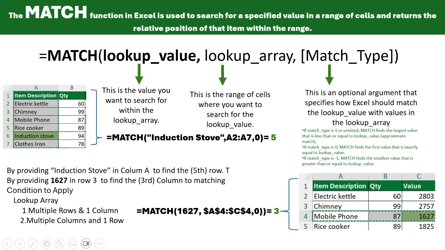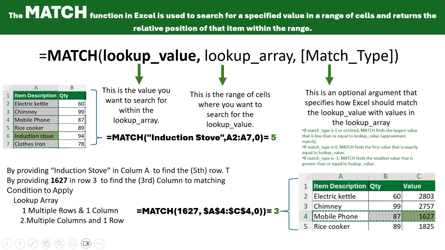So this is the one-dimensional case. Another one is column-wise data. Here we have some example of data. Here we have put a MATCH function where the lookup value is 1627 and the range is this. So here you can see that 1627 is situated in the third column, 1 2 3. So this is how the MATCH function works.